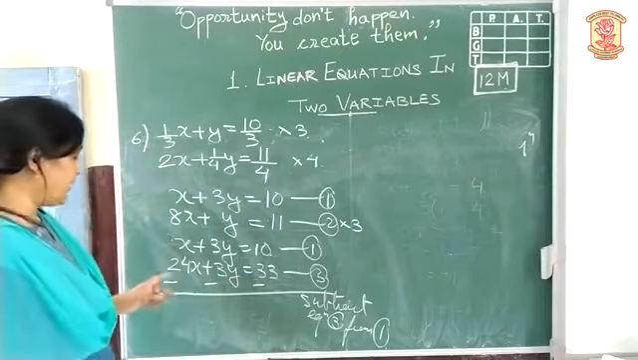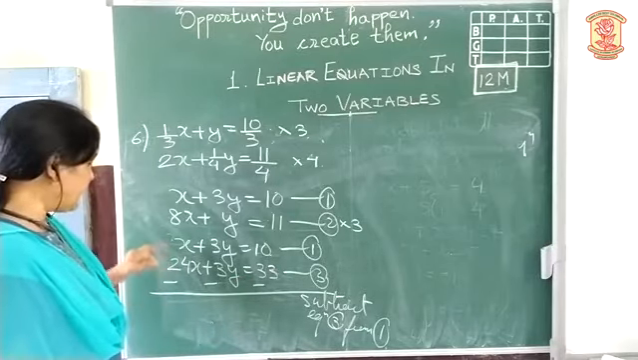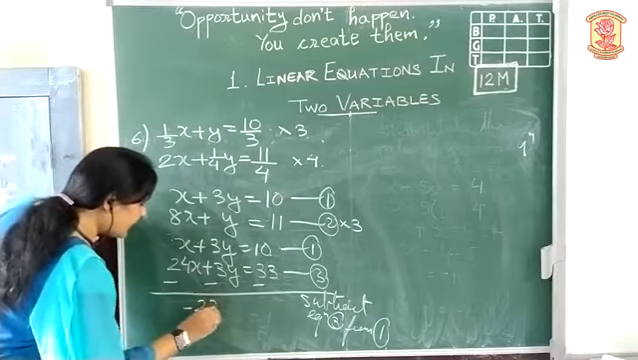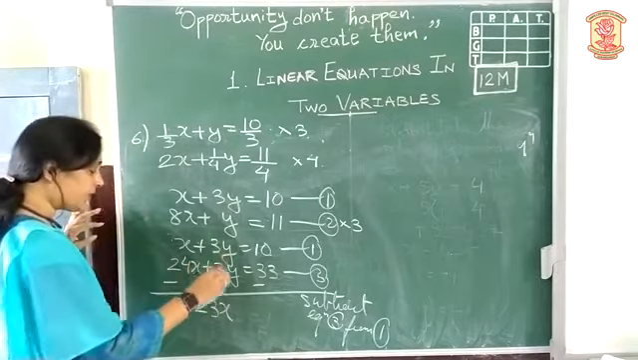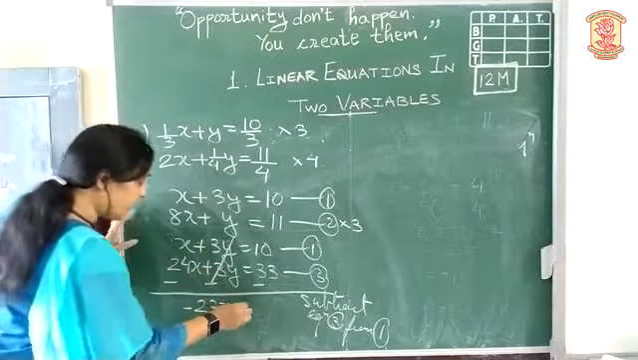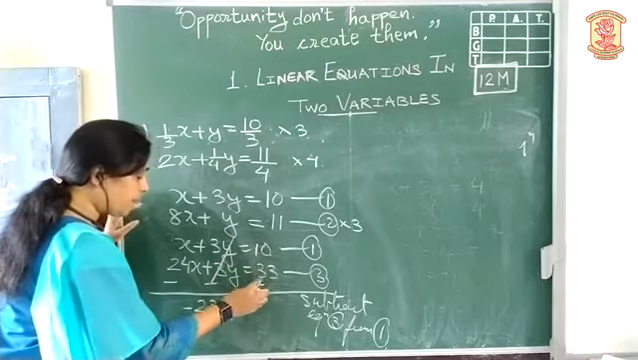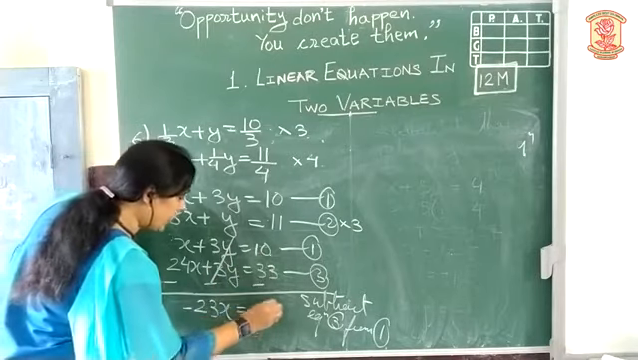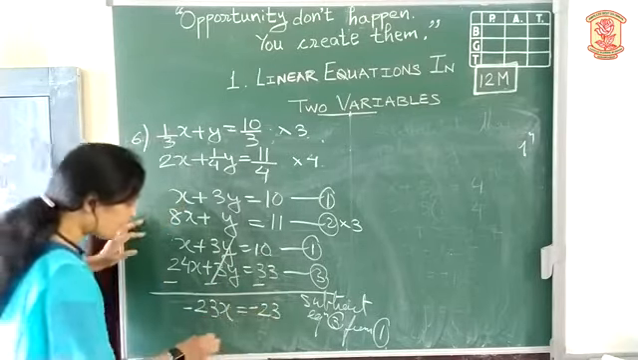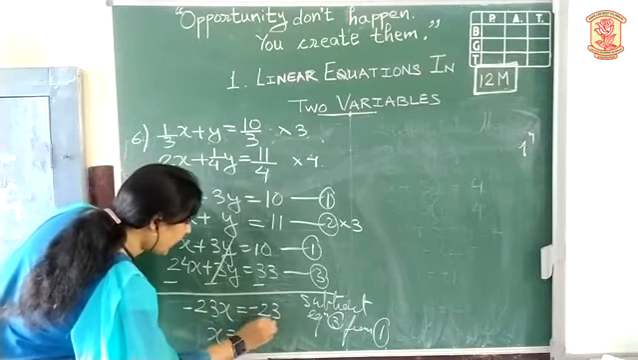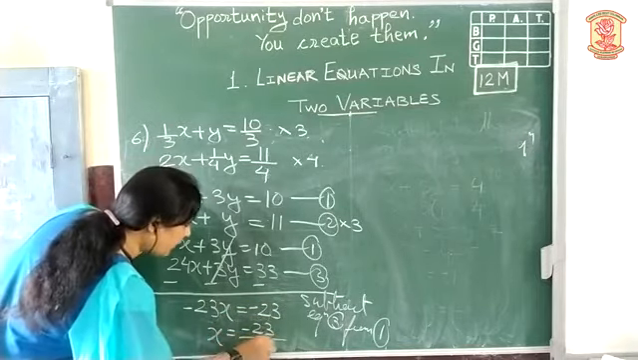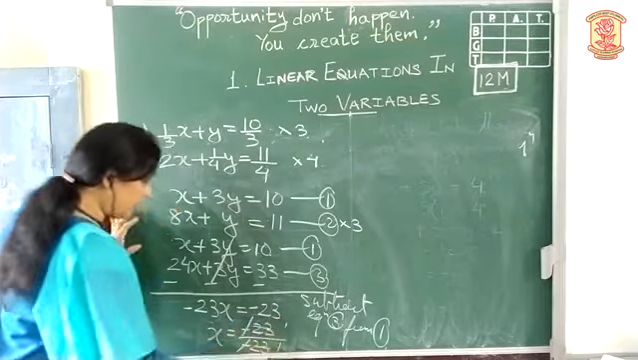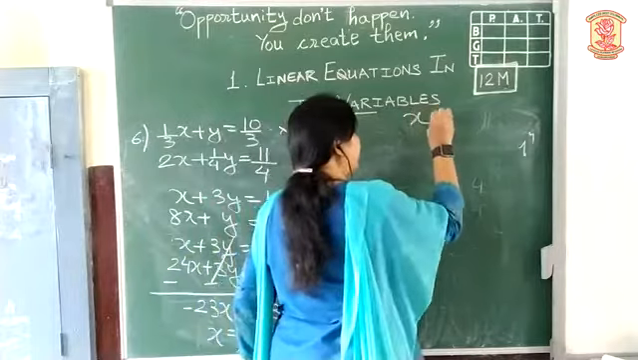Now plus minus, minus 24, minus plus, minus 24. 1 minus 24 is 23, bigger number sign, that is minus 23x. Plus 3y minus 3y cancels, equals to plus minus, minus 33 minus 10, that is 23, and the bigger number's sign is minus. So x equals to minus 23 upon minus 23. Minus minus gets cancelled. 23 1s are 23. So the value of x is 1.